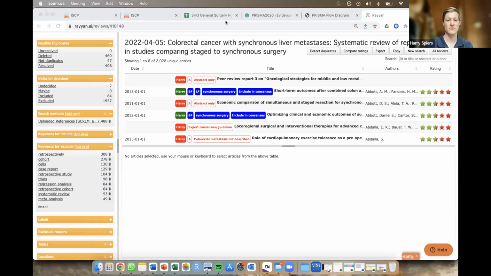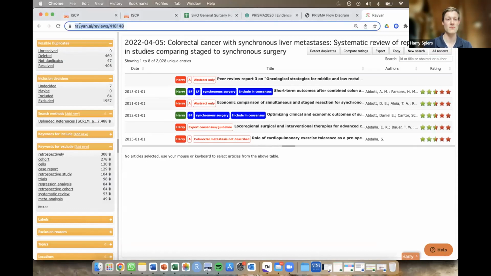So one piece of software that I find extremely useful is, I'm just trying to log into it now. Perfect, it's working. That makes a nice change. Let me just share my screen with you guys. So there is a software called Rayyan. I don't know if you've come across it before. Rayyan.ai. So it's a free software to use.